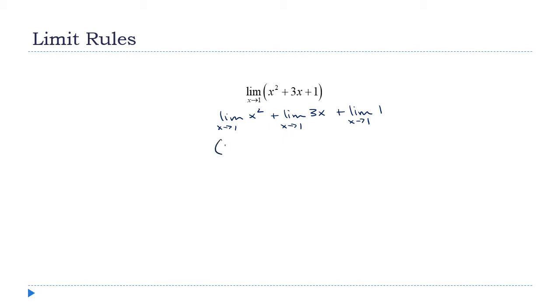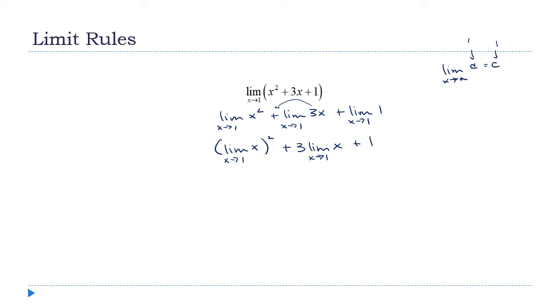So this is the limit as x approaches 1 of x squared plus, I'm going to do the same thing here. I'm going to bring that 3 out. This is 3 times the limit as x approaches 1 of x. And how about this one? Remember, this is our second theorem. Our second theorem said the limit as x approaches anything of a constant is the constant. Well, my constant here is that number 1. So this limit is just 1.